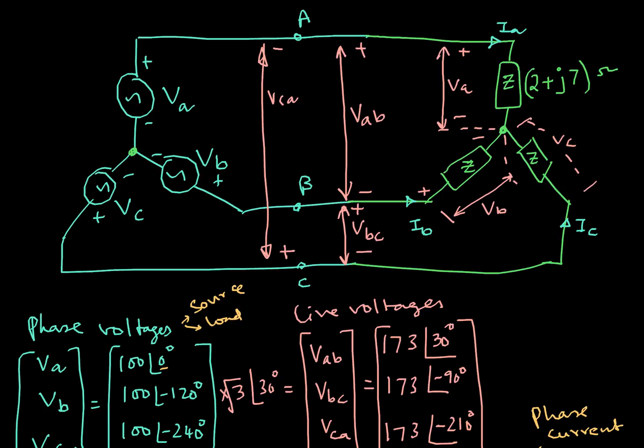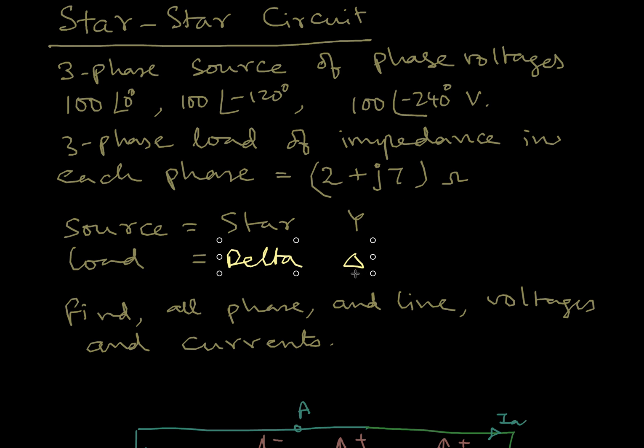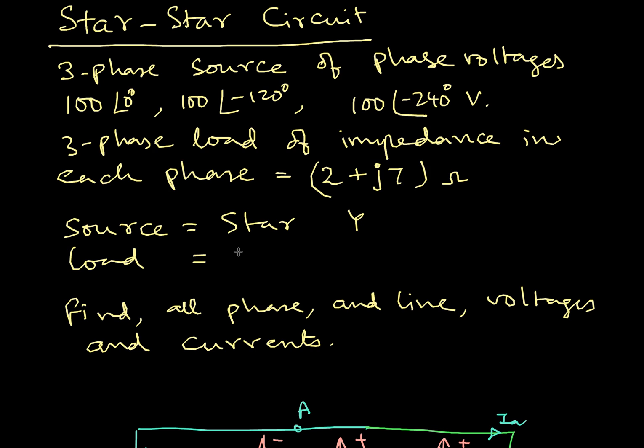In the next video, we'll try to take another combination. I'm sorry, here I mentioned delta, so I think this is all wrong. This should be star. So in the next case, I'll keep the source as star connected, but the load I'll keep as delta connected, and then we'll try to see what it is.